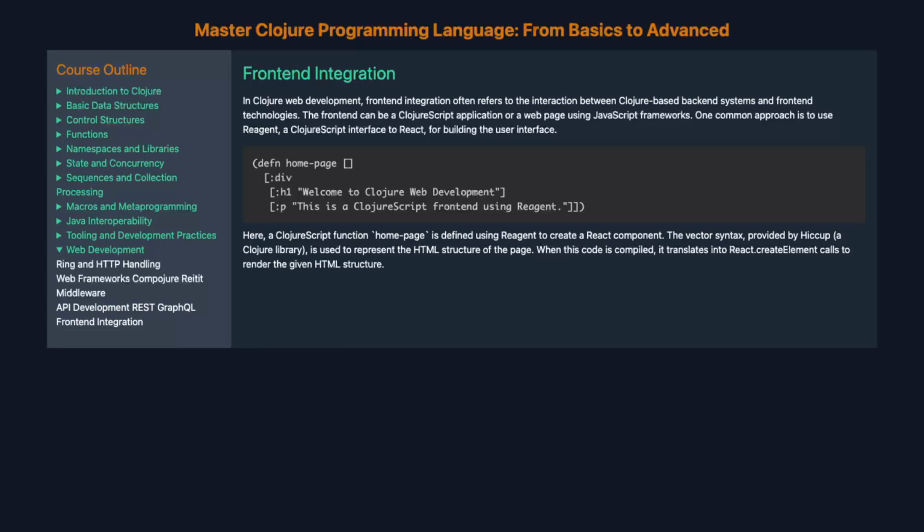Here, a ClojureScript function homepage is defined using Reagent to create a React component. The vector syntax, provided by Hiccup, a Clojure library, is used to represent the HTML structure of the page. When this code is compiled, it translates into React.createElement calls to render the given HTML structure.